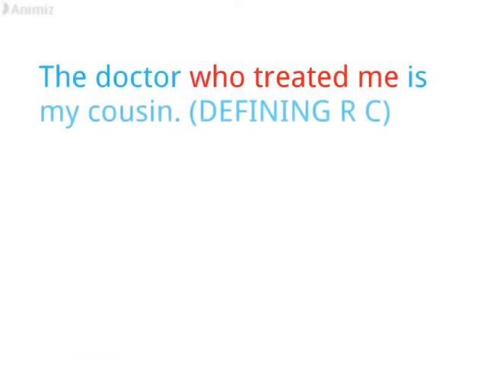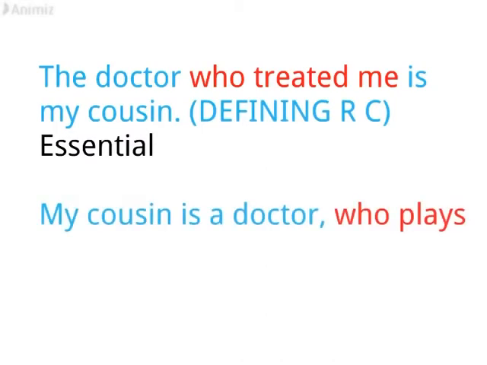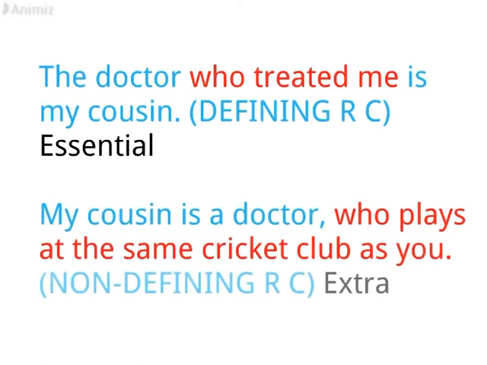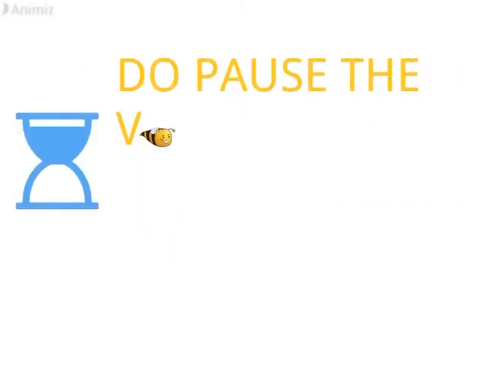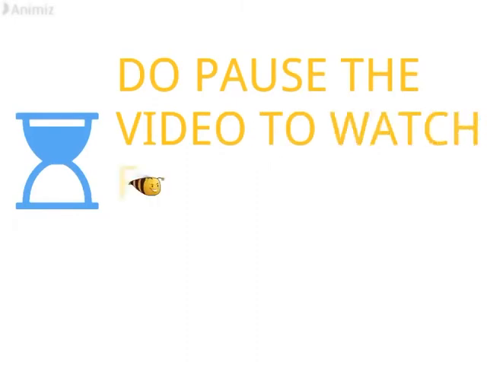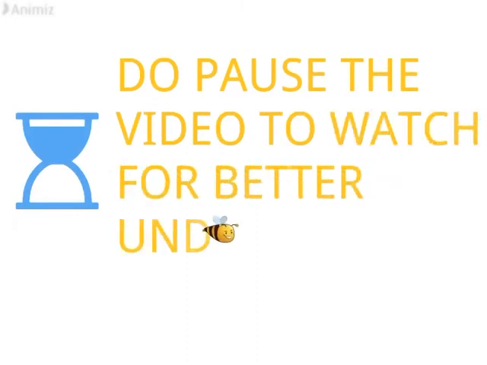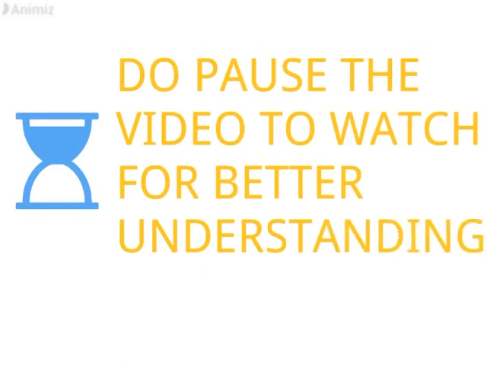Now you will understand it better by these sentences. The doctor who treated me is my cousin. Now, who treated me is essential information about the doctor. But in the second sentence, my cousin is a doctor who plays at the same cricket club as you, it is extra information. So it is a non-defining relative clause. I hope you have understood it. And for better understanding, do pause the video.